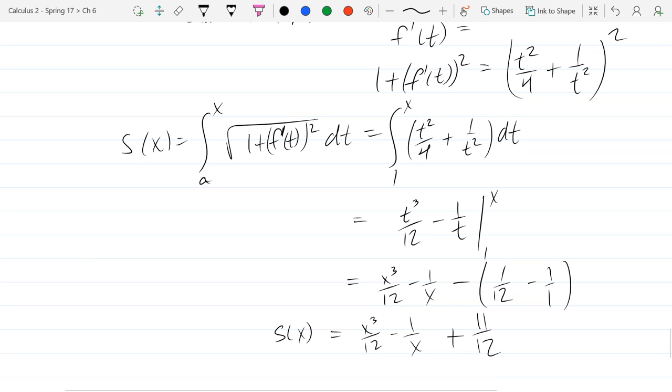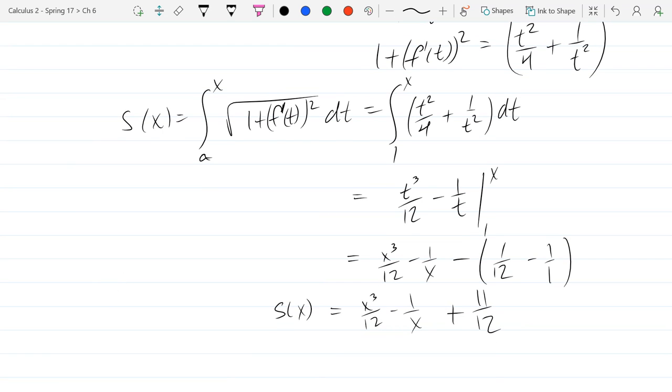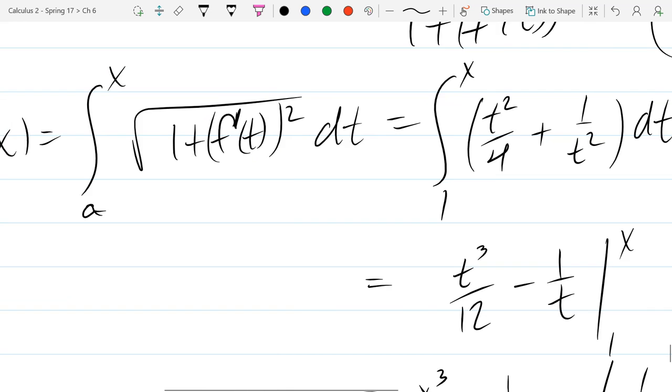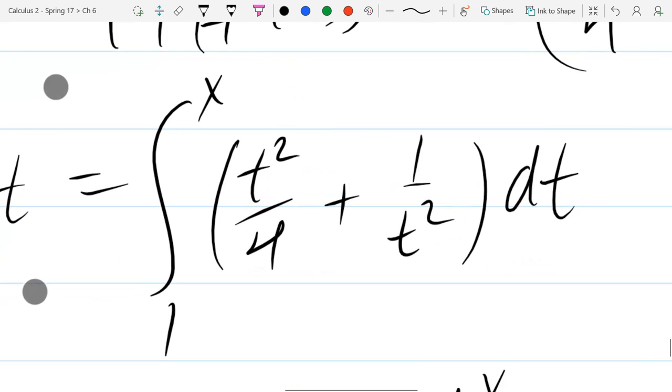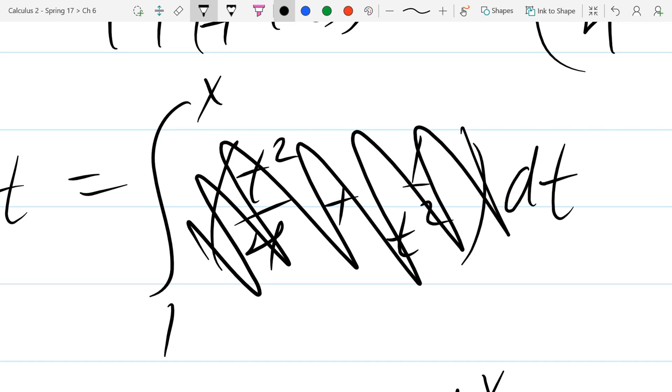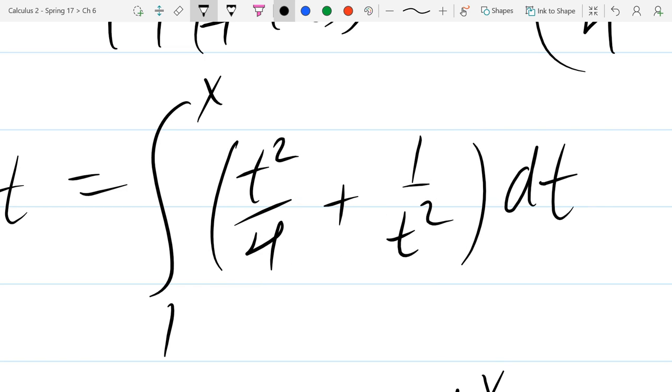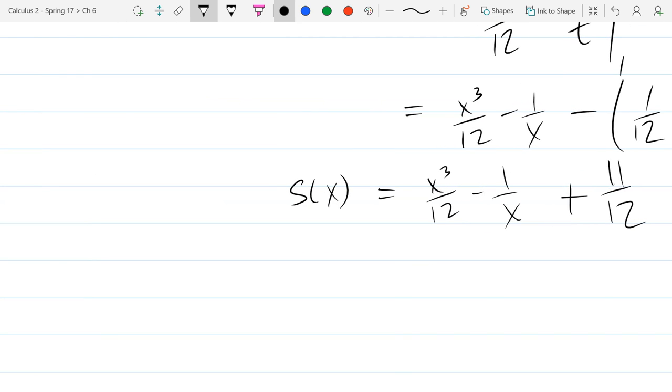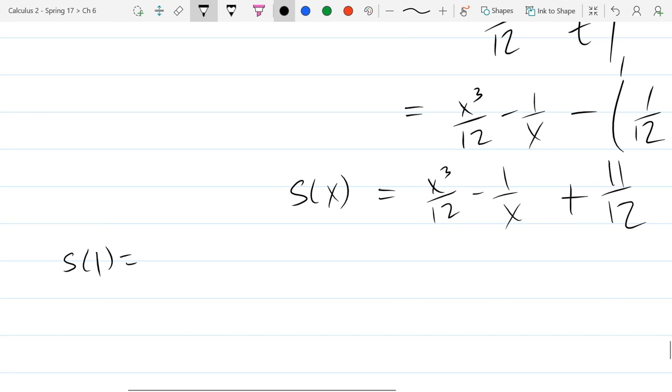If I plug in, which x value should I get 0? You can see it right here. What x value, when I plug it in, better give me 0? And you don't even need to know what's in here, regardless of what I just crossed out. 1. So what's the integral from 1 to 1 of any function? 0. So let's just make sure that works down here in our final answer. So we should get s of 1 to be 0, just checking it.